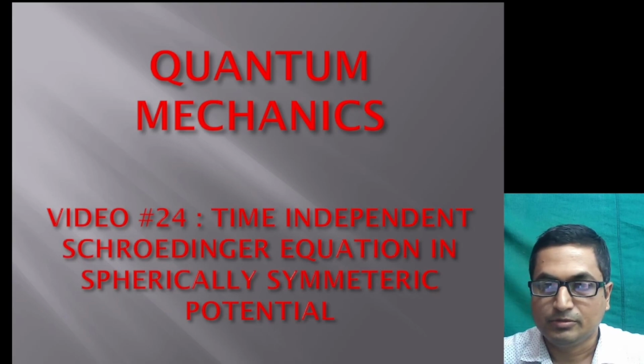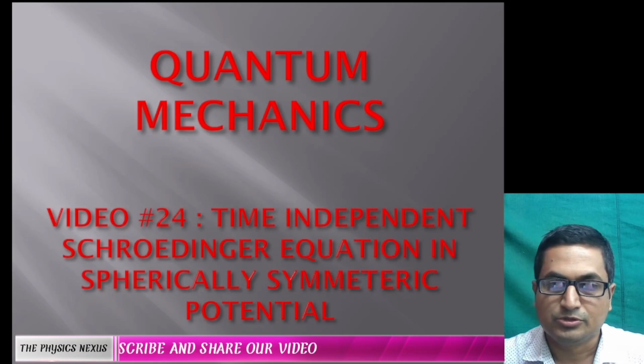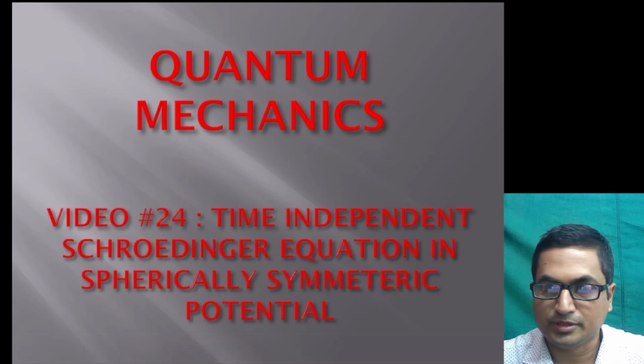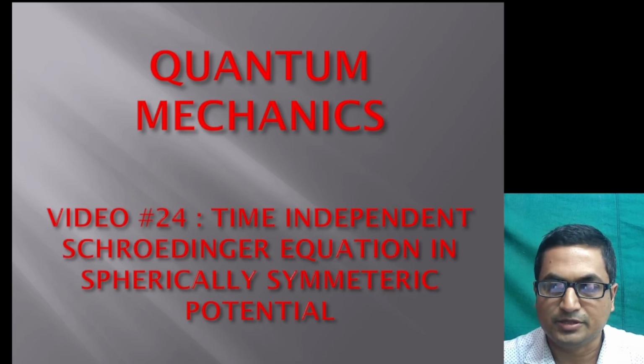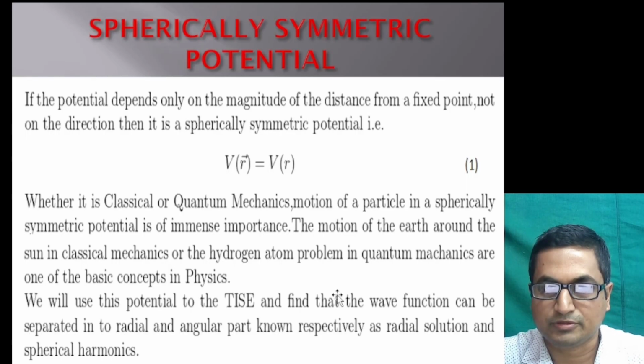I'm back again with another video on quantum mechanics, that is the use of the time-independent Schrödinger equation for a spherically symmetric potential. We'll define what a spherically symmetric potential is, and then we'll see what form the time-independent Schrödinger equation takes while using this kind of potential. And later on, in the coming videos, we'll show how the TISE can be solved for this kind of potential, and we'll take the example of the hydrogen atom for the same. So let's proceed to see what the Schrödinger equation becomes for a spherically symmetric potential.